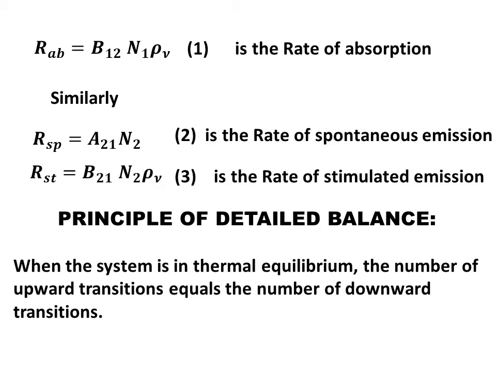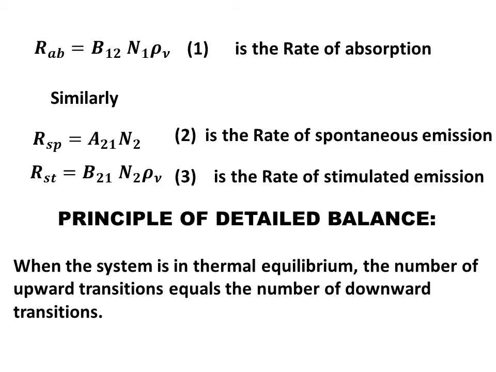So the rate of absorption is given by equation 1, R_AB equal to B12 N1 rho. Similarly, we can write down the rate of spontaneous emission. Spontaneous emission is the transition from level 2 to 1, and it does not require a photon, so it is dependent only on the population in the upper level from which the de-excitation will take place. So we write down the equation for spontaneous emission like this: R_SP equal to A21 N2, where A21 is the coefficient related to spontaneous emission, N2 is the population in level 2.